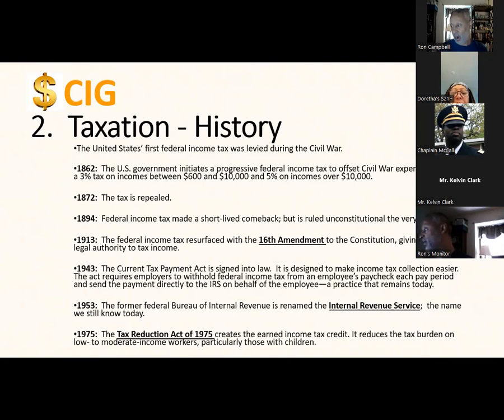In 1953, the IRS was established, where the name was changed. And then in 1975, the Tax Reduction Act allowed the use of the earned income credit for people who had children. So you see a lot of this stuff is fairly new. It's not an old system as far as collecting taxes.